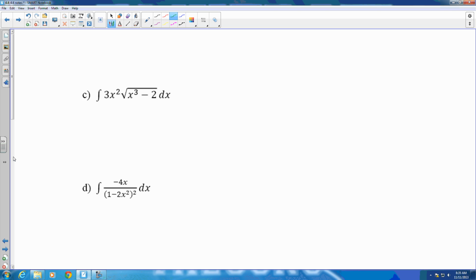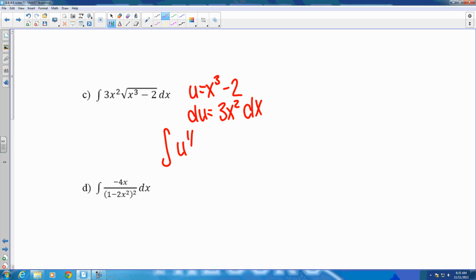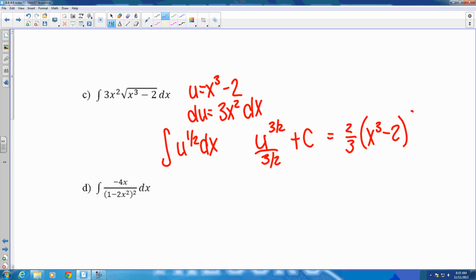Our inner function is the one underneath our square root, which is x cubed minus 2. du is 3x squared dx. We match perfectly. So now we have the integral of u to the 1/2 du. Integral of u to the 1/2 is u to the 3/2 divided by 3/2 plus c, or 2/3 times (x cubed minus 2) to the 3/2 plus c.